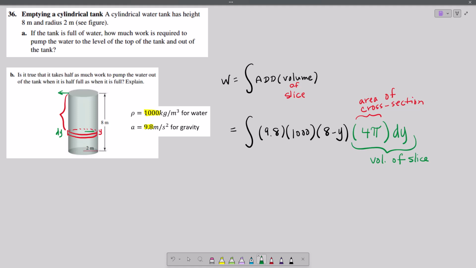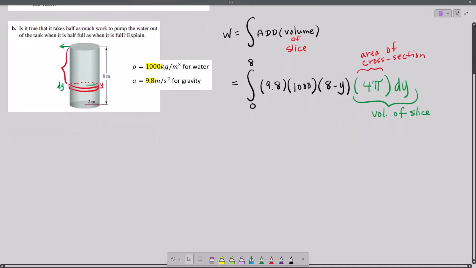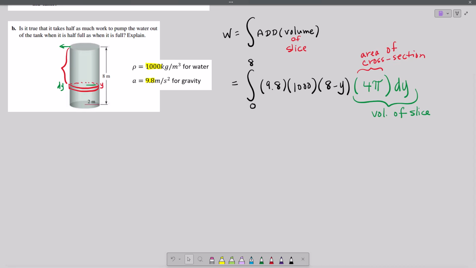And then what do you think the limits of integration are? 0 to 8, because we have slices of water from 0 to 8. We want to accumulate the work done in moving each one of those slices of water out the top of the tank. So that's it. If you can remember the acronym and understand that volume is in quotes because it's not the volume of the tank, it's the volume of that thin slice, then the differential is always part of that volume.